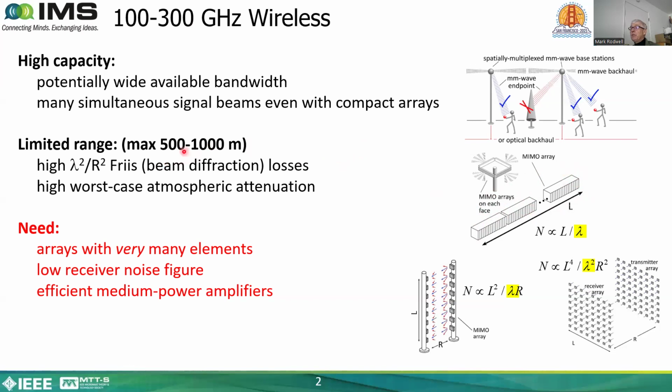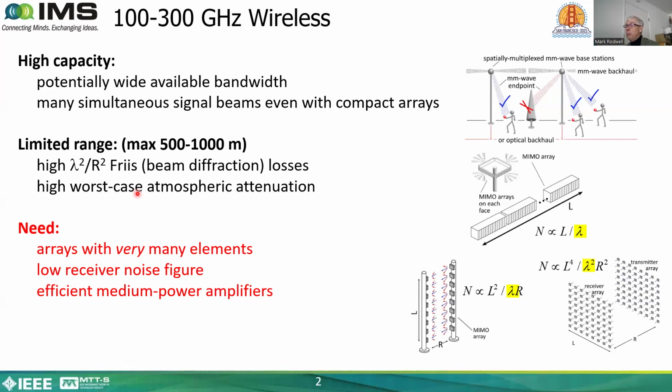Against these advantages, a massive disadvantage is extremely limited transmission range, probably for a terrestrial system on the order of half a kilometer to 1 kilometer. This is for two reasons. First, the Friis or beam diffraction path loss, the ratio of received to transmitted power, varies as lambda squared over r squared. And so this is a poor fraction at very high frequencies. Secondly, as we will see in a moment, under worst case conditions, the atmospheric attenuation can be very high.